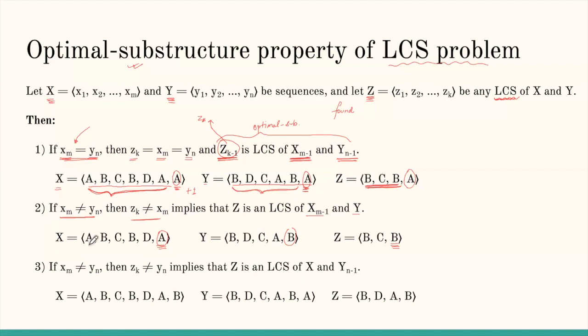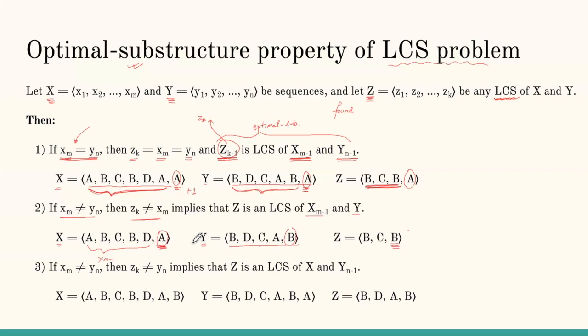And this is so because here's our Xm minus 1, and here's our Y, entire Y. And we can say that G is a subsequence of Xm minus 1 and Y because the last character in X is not a part of G. And once again we can prove this by contradiction, that if this was not the longest common subsequence, then we would have another longest common subsequence between Xm minus 1 and Y, which would also be at least the longest common subsequence between X and Y.